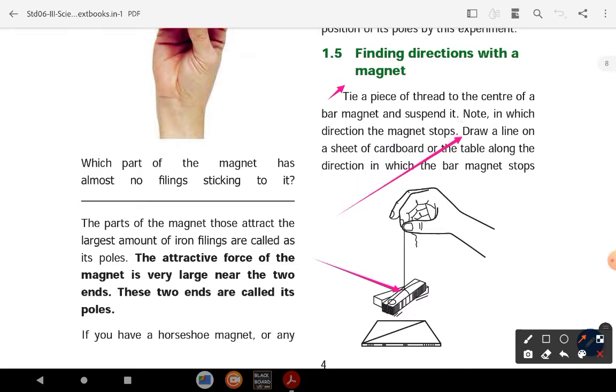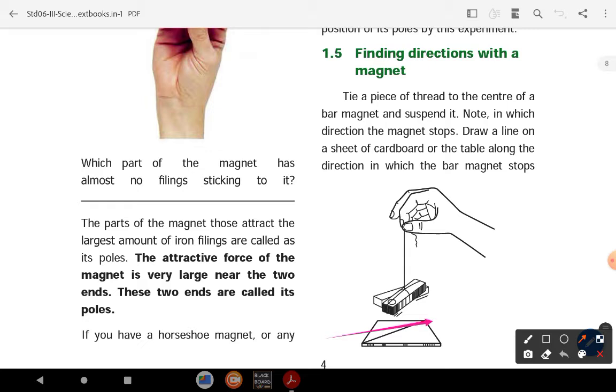Draw a line on the sheet of cardboard or the table along the direction in which the bar magnet stops. What are they saying? You take a cardboard and keep it on the table. You're doing the experiment here, and down below you have to keep a cardboard. After the magnet moves, after rotating, after moving around, it will come to a direction. It will stand in one particular direction. Whatever direction it stands in, equally you have to draw it on the cardboard, on the paper down.